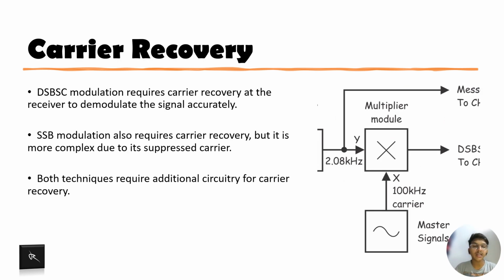Next comes the carrier recovery. DSBSC modulation requires carrier recovery at the receiver to demodulate the signal accurately. SSB modulation also requires carrier recovery, but it is more complex due to its suppressed carrier. Both techniques require additional circuitry for carrier recovery.